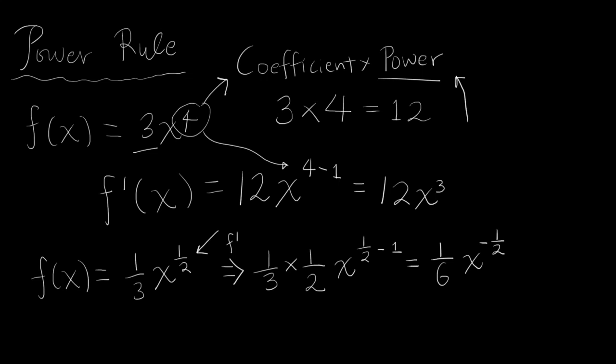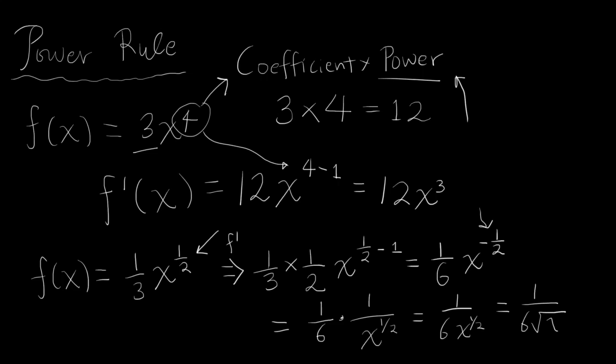Now, this is just a personal preference, but usually I prefer not to leave a negative exponent at the end. So what I do is I can go ahead and say 1/6 times, and remember that x to the power of a negative exponent is going to be 1 over x to the power of 1/2. Which is 1 over 6x to the 1/2. And we know that x to the 1/2 is just the square root of x. And that's just a very simple review on how to find the derivative using the power rule.